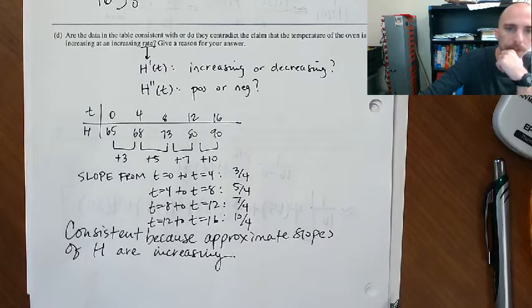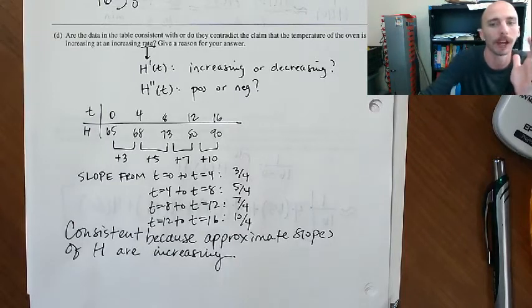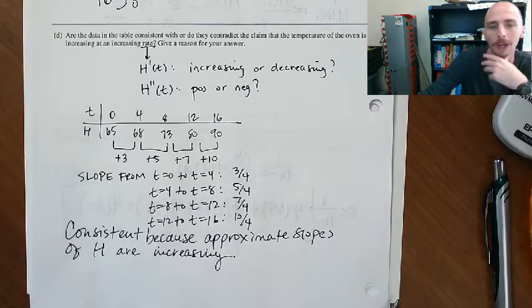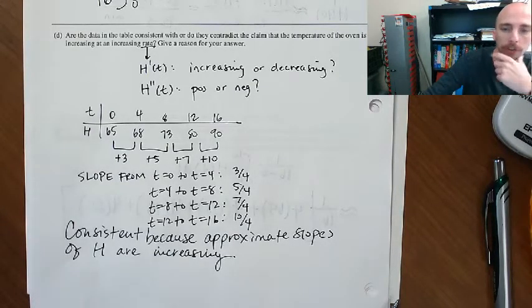All right, this is the response that they gave. If a continuous function is increasing at an increasing rate, then the slopes of the secant lines of the graph of the function are increasing. The slopes of the, okay, this is a good sign. The slopes of the secant lines for the 4 intervals in the table are 3/4, 5/4, 7/4, and 10/4 respectively. That was like a whole paragraph. Then they have an indented paragraph, I guess that's going to be the conclusion. Since the slopes are increasing, the data are consistent with the claim.